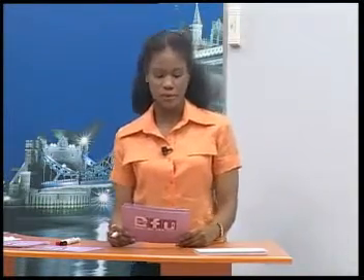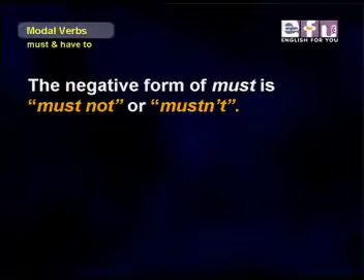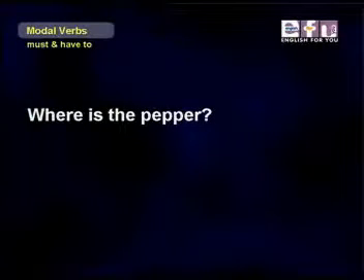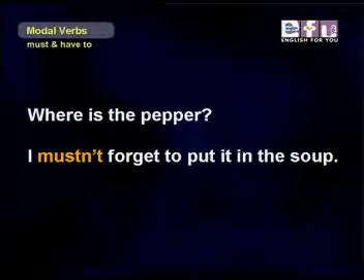So please follow along on your computer so we can better understand must and mustn't. The negative form of must is must not or mustn't. It means something is forbidden. Must not means do not do this. Now, take a look at these examples. Where is the pepper? I mustn't forget to put it in the soup.